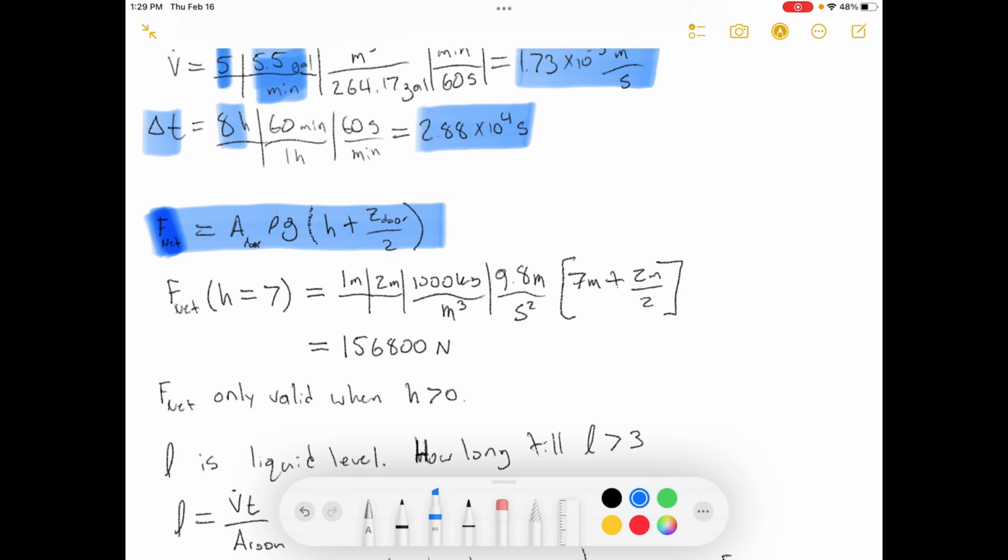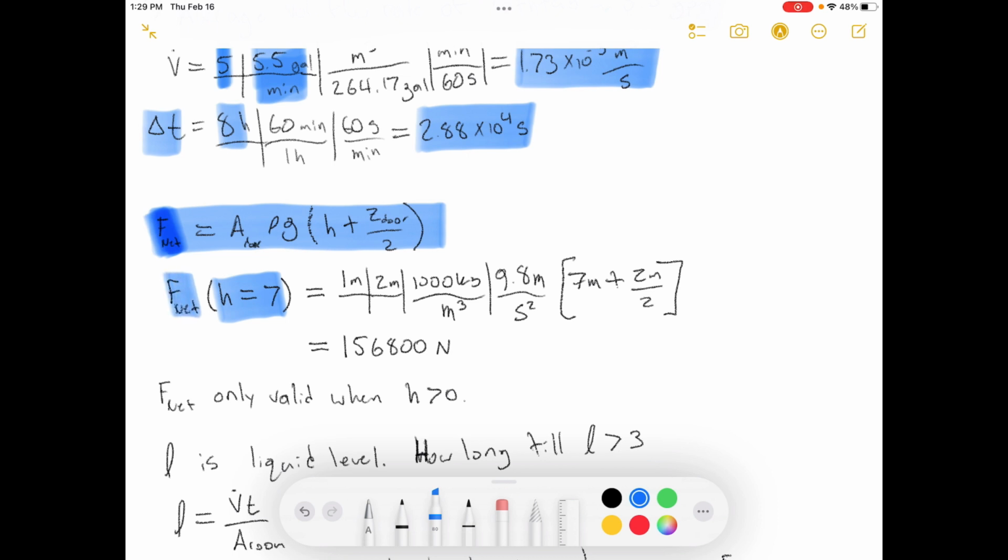Okay, so we're going to assume that we made it all the way up to the skylight, so that's 10 meters up, and h is measured from the top of the water, which is 10, minus the top of the door. The top of the door is 3 meters up. So that's when h equals 7.